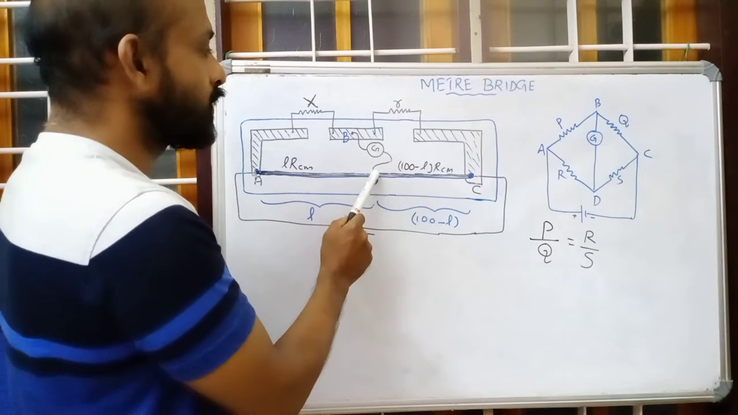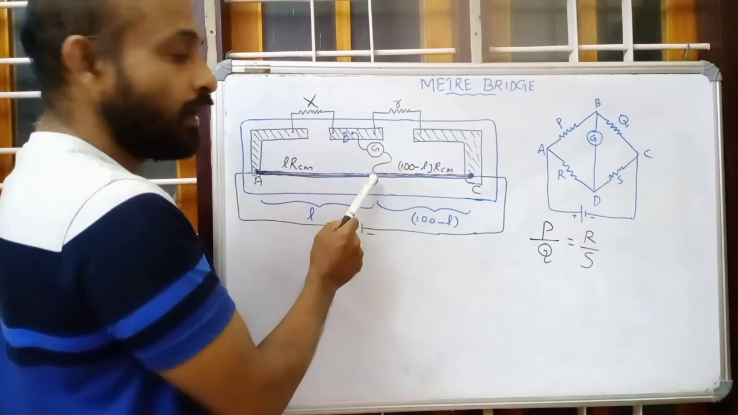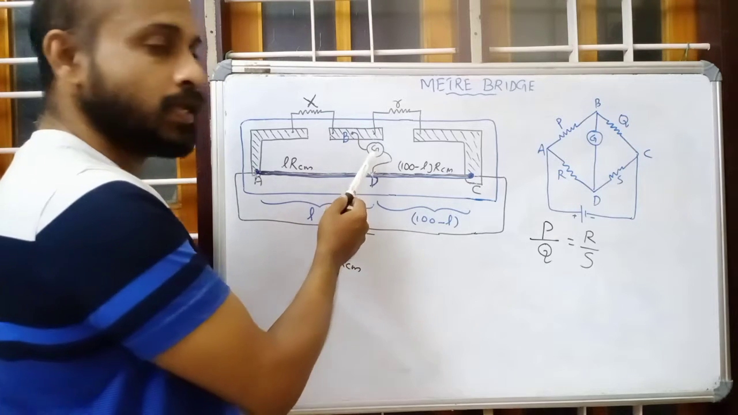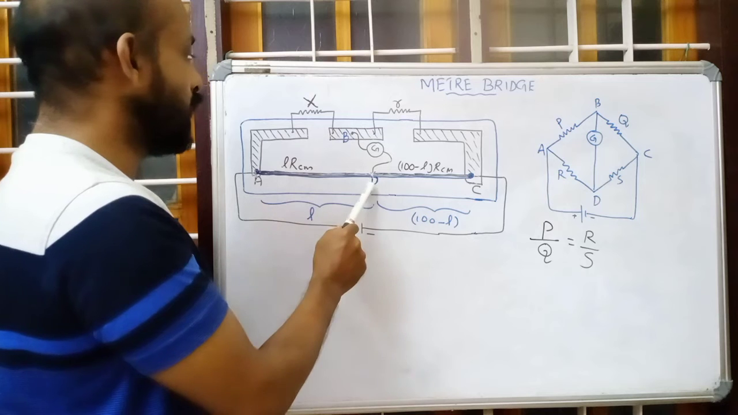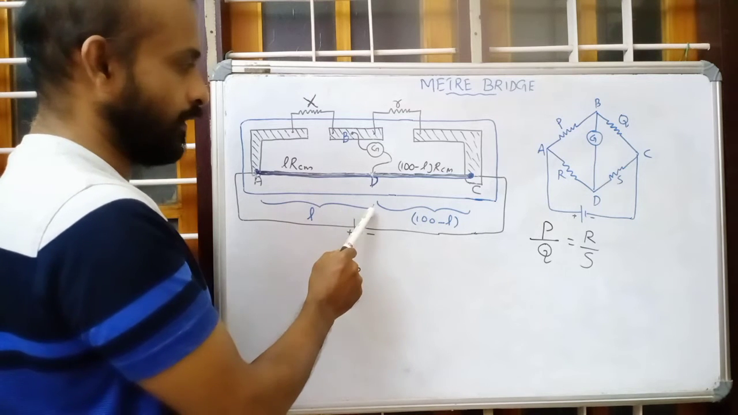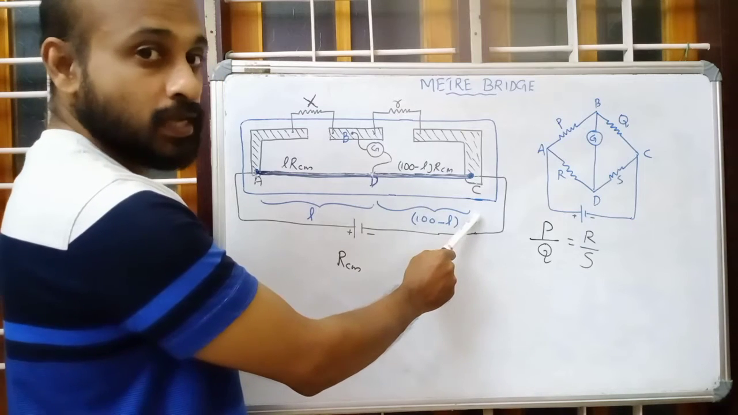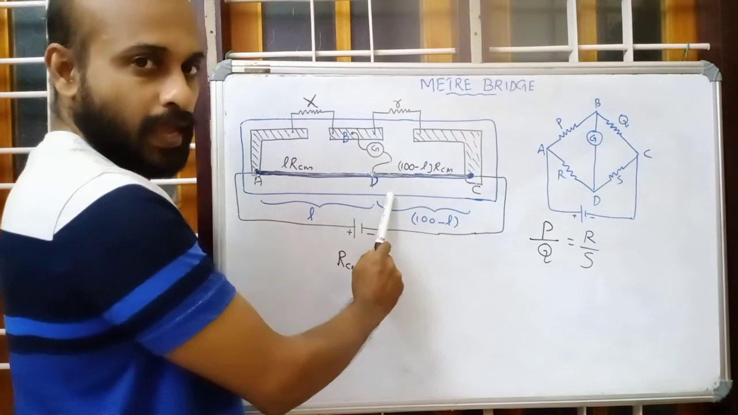For example, when we are sliding and the sliding contact reaches a point D, let the galvanometer show null deflection. What is the meaning? Balancing has taken place. So the length from A to D is L. What is the remaining length D to C? 100 minus L, in centimeters. So if this length is L, this length will be 100 minus L.